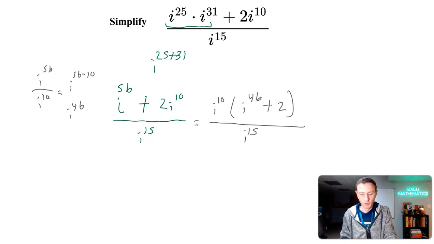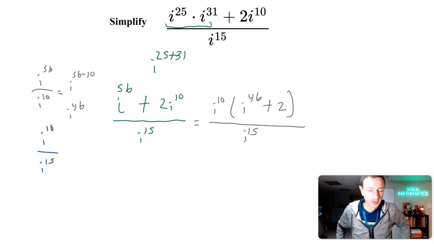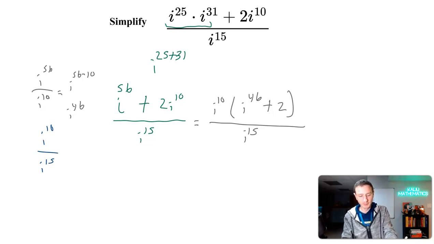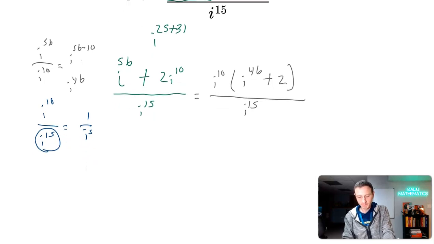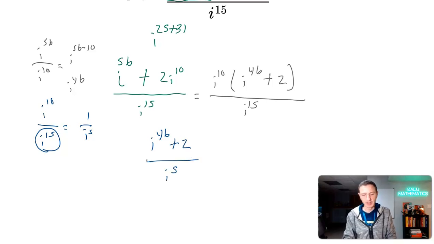So what do we do now? Well, what I can see now is that I have i to the 10th over i to the 15th. We just had a little discussion about dividing by the same base: we subtract the exponents. In this case, we want to do 15 minus 10, since the bigger exponent's in the denominator. So 15 minus 10 is 5. Where's that i to the 5th going to go? In the denominator. So I'll have i to the 46th plus 2 over i to the 5th in the denominator.